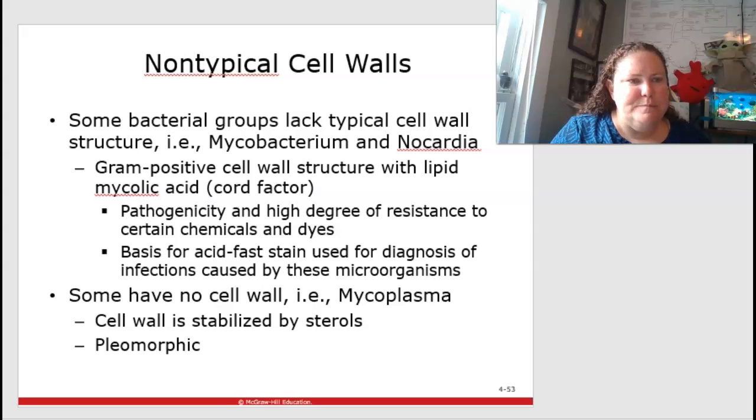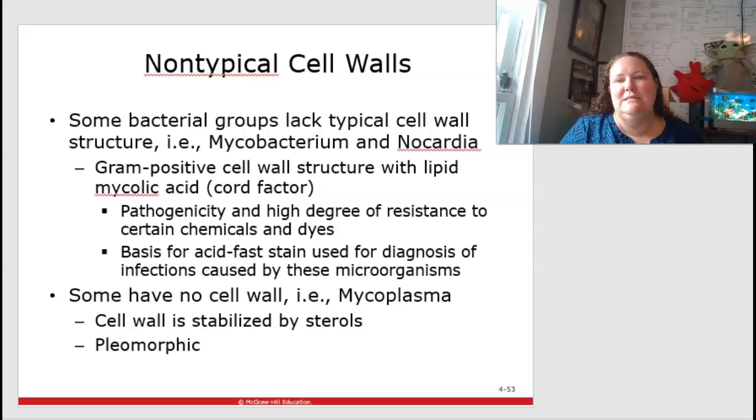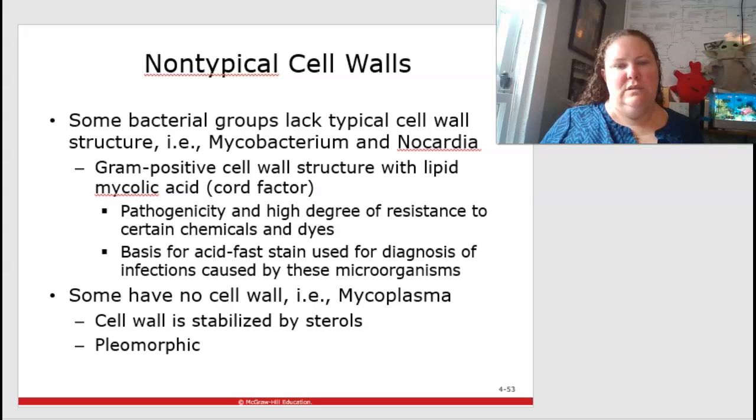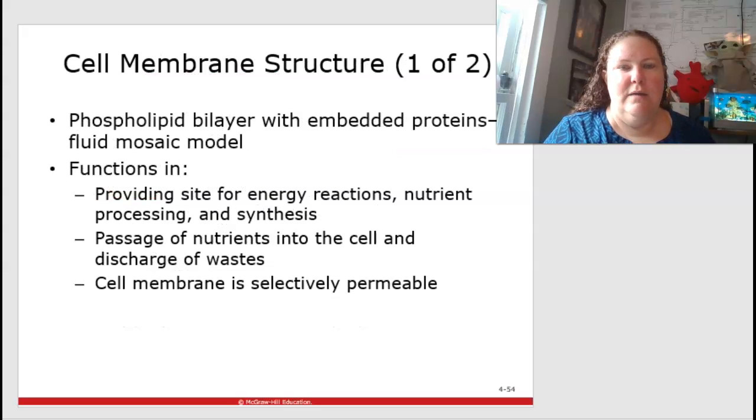So then what happens when we have non-typical cell walls? Well, some bacterial groups are going to lack typical cell wall structures, like Mycobacterium and Nocardia. This gram-positive cell wall structure with lipid, we might call it cord factor. This contributes to pathogenicity and a high degree of resistance to certain chemicals and dyes. And this is why we came up with other staining mechanisms like the acid-fast stain. So you can use this to diagnose infections that are caused by these types of microorganisms. And some cells have no cell walls, like the mycoplasma, okay? And so the cell membrane is stabilized with sterols, and it's pleomorphic, okay?